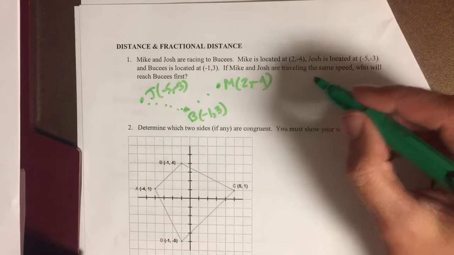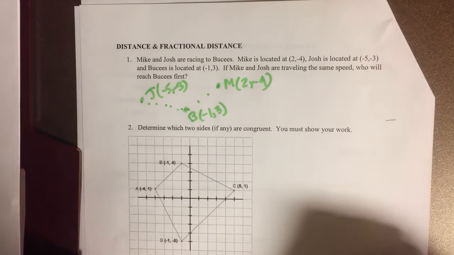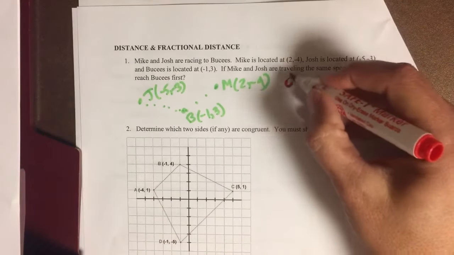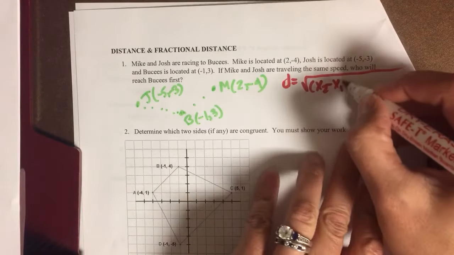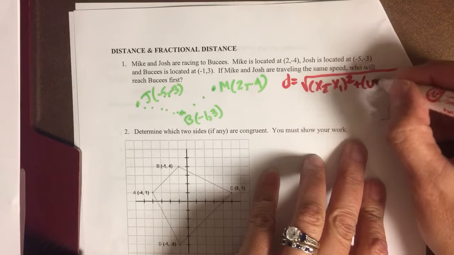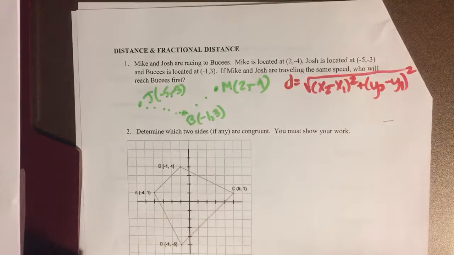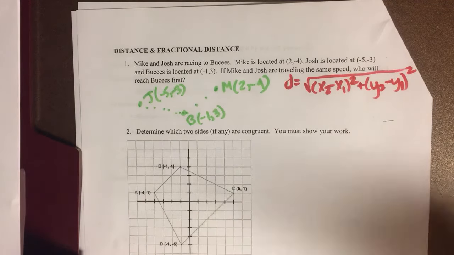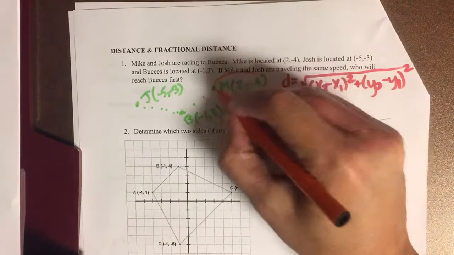So what I'm going to do is find the distance. We're going to use the distance formula. And the distance formula, remember, is the square root of x2 minus x1 squared plus y2 minus y1 squared. We're going to use it to figure out how far each of these guys is from Buc-ee's. They're going the same speed, so whoever's closest is going to get there first. All right, let's do Mike first.